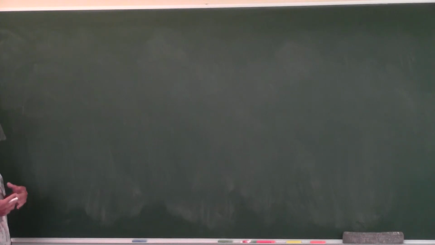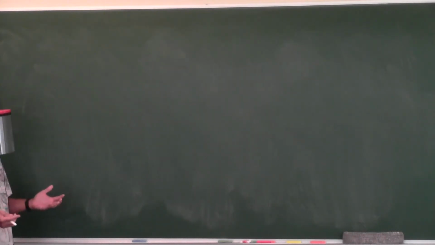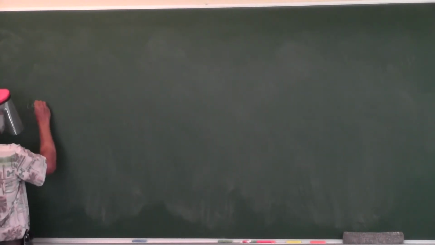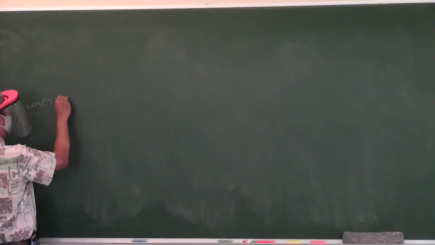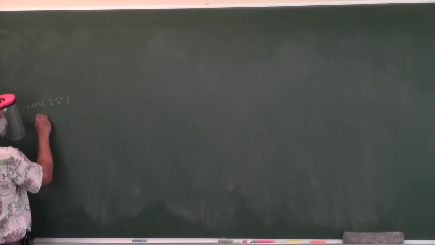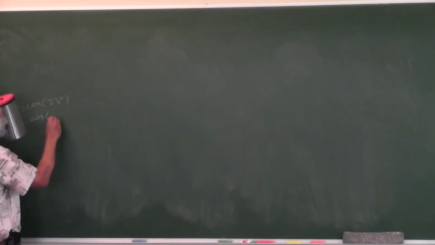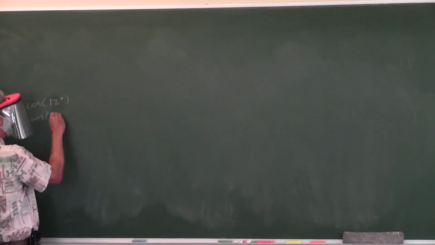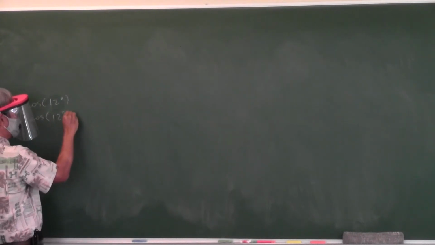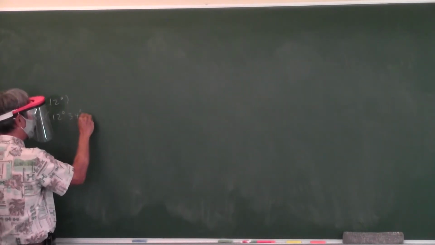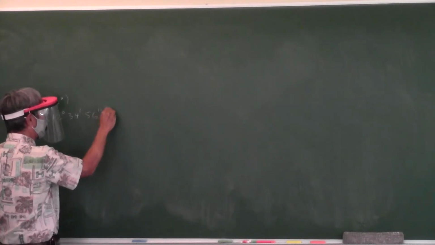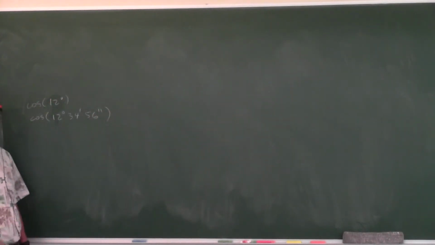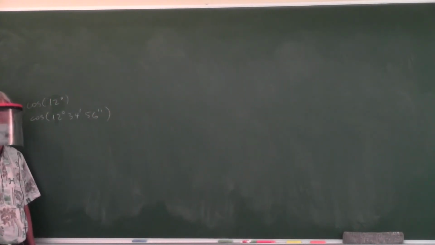sometimes you're not going to be given just 23 degrees. How do you find the cosine of 23 degrees? Well, that's easy to punch in on your calculator. But what if it's 12 degrees, 34 minutes, and 56 seconds? Do you know how to punch that in on your calculator? Some of you are going, what is that?